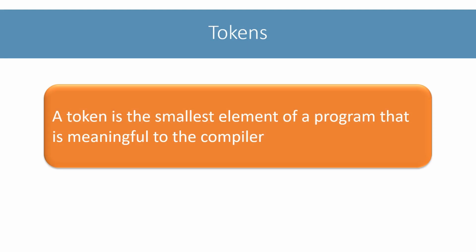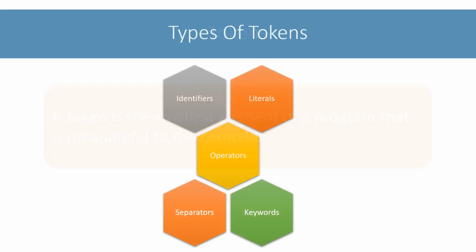Moving on to tokens, all Java programs are composed of tokens. A token is the smallest element of a program that is meaningful to the compiler. The different types of tokens in Java are identifiers, literals, operators, separators, and keywords. Except operators, we will look at the other tokens now. Operators we will be discussing in a separate video.